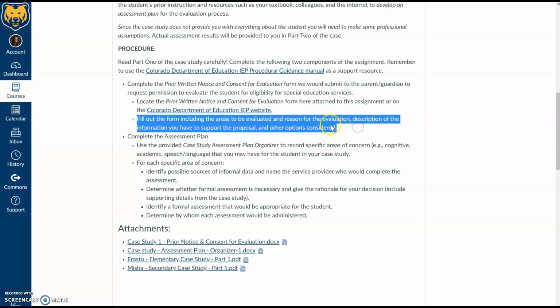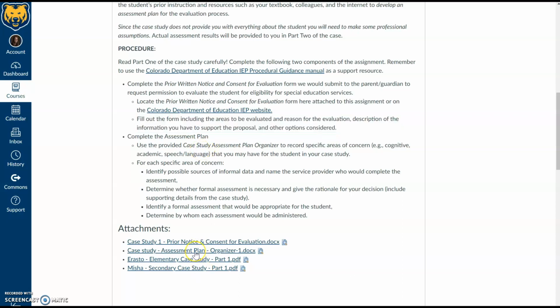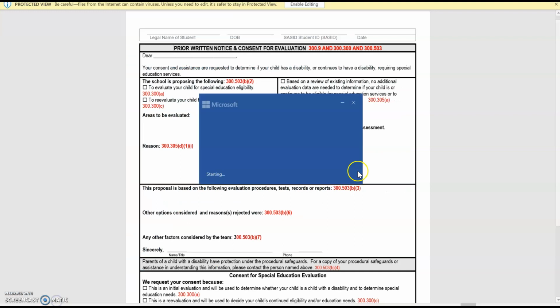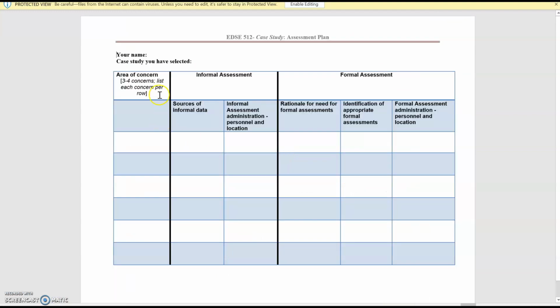You'll see that there are some very important things for you to focus on here. The reason for the evaluation, the information that you have to support the proposal, other options considered, continuing with RTI or MTSS processes, continuing with Tier 1 or Tier 2 supports, etc. Those might be some things you might say. And then you'll be completing this second document, which is called the assessment plan. So you'll want to identify all the areas of concern that are shown to you in the case study PDF that you choose. And then you'll be filling out each part of this document in detail.